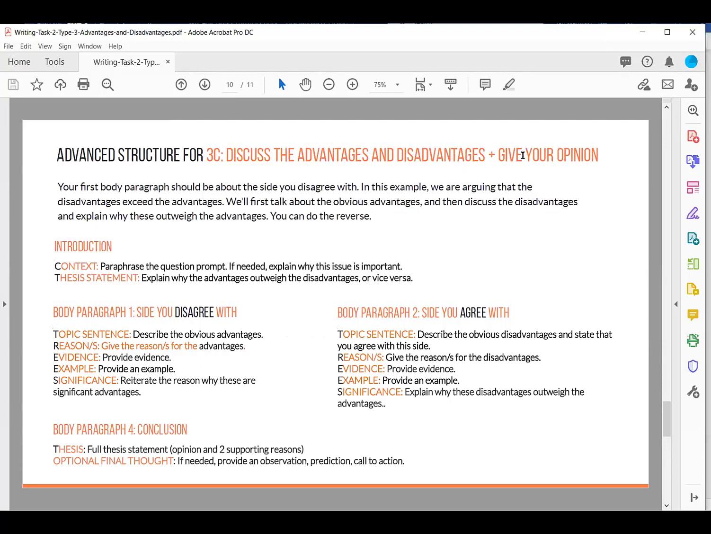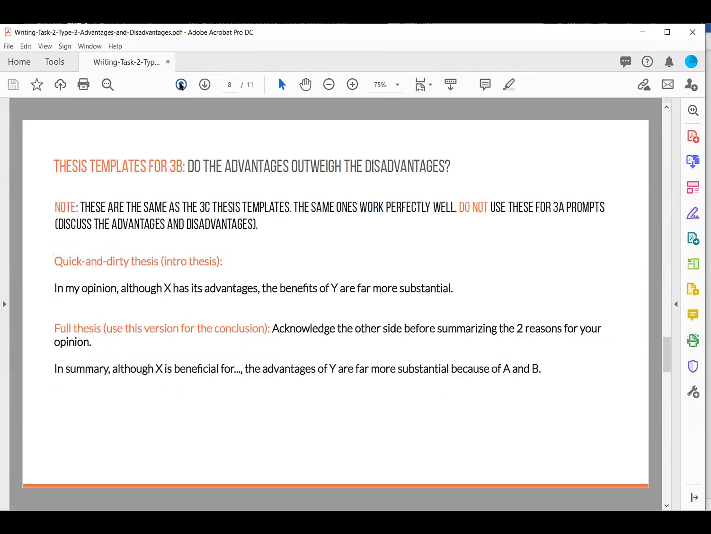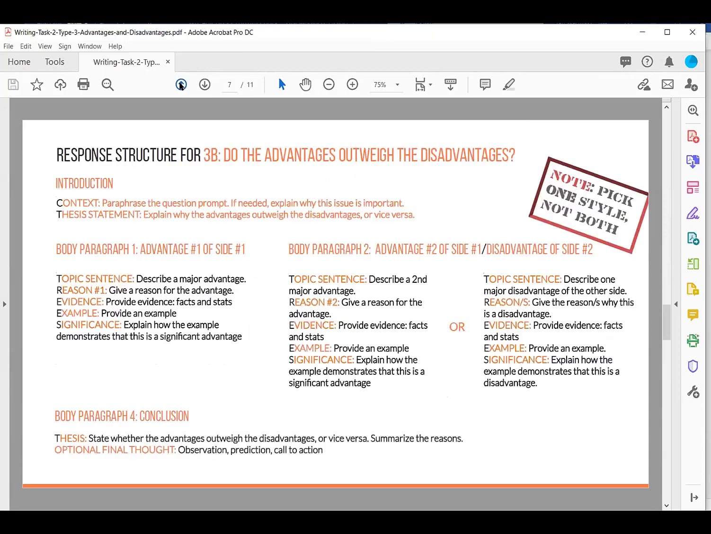I'm just talking about when it's advantages outweigh the disadvantages. In this condition, do we have to discuss the disadvantages or advantages or both? Pick one side only. Okay. Only pick one side. This is not a balanced essay because they're asking you, do the advantages outweigh the disadvantages? The answer is either yes or no.